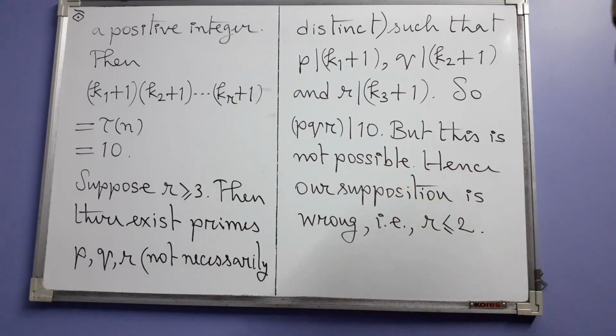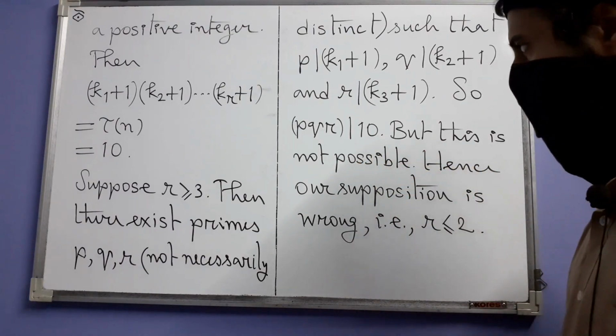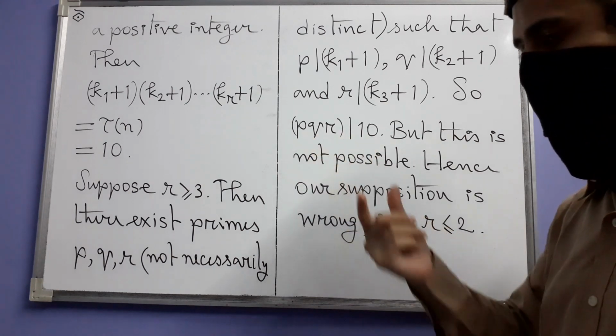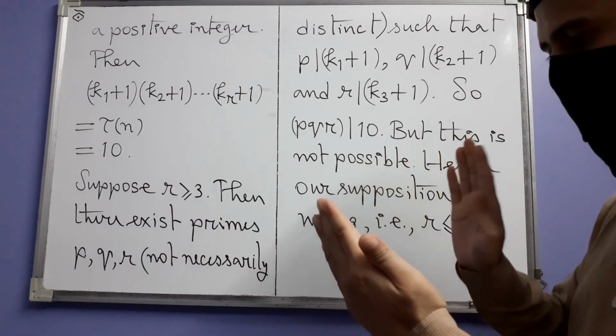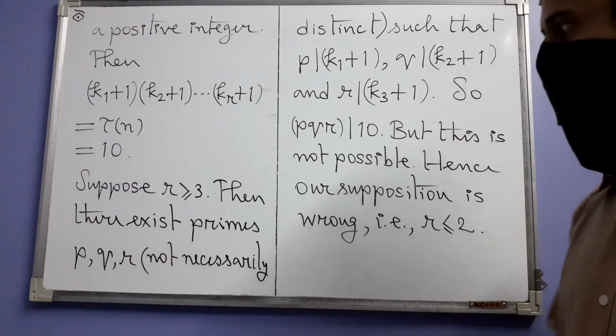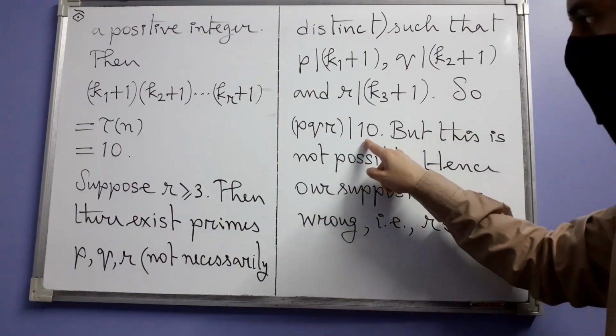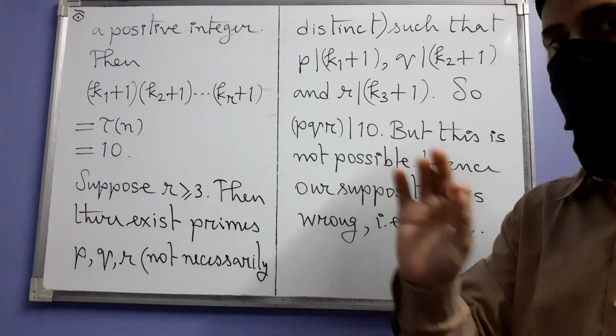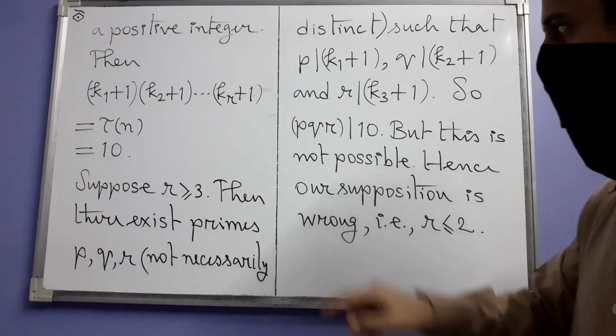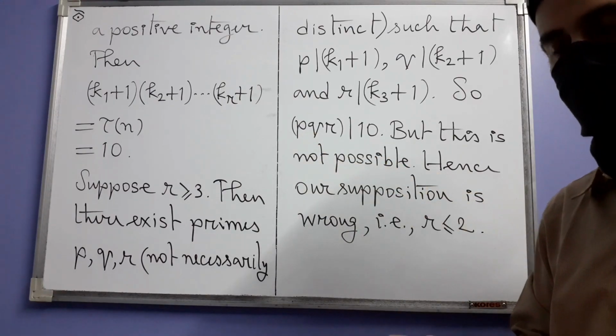But this is not possible. Why? Well, is it possible for 3 primes to divide 10 in the sense that their product divides 10? 10 already has only two prime divisors, 2 and 5. Okay. So let us look at the different cases.